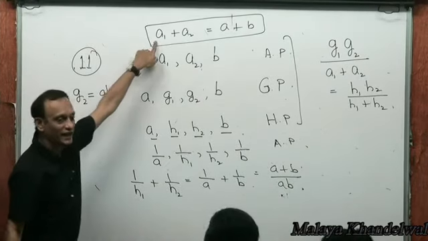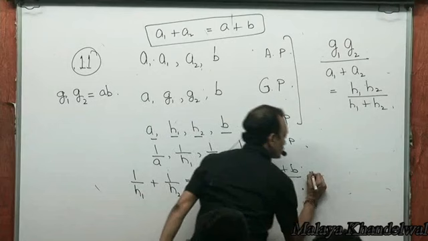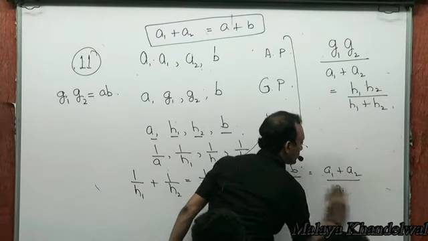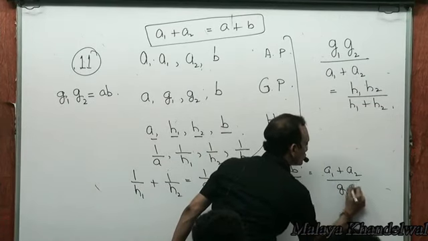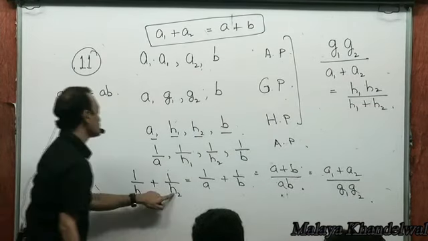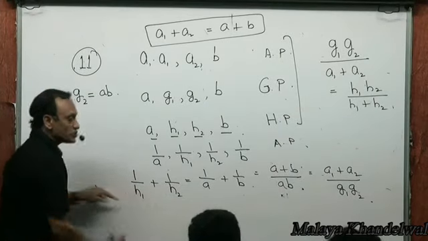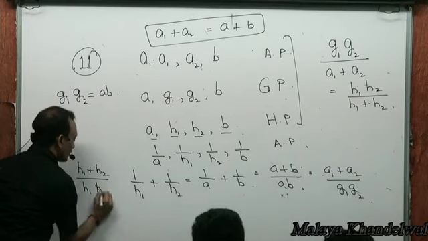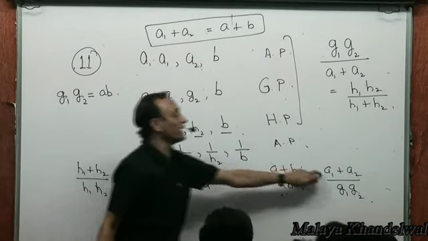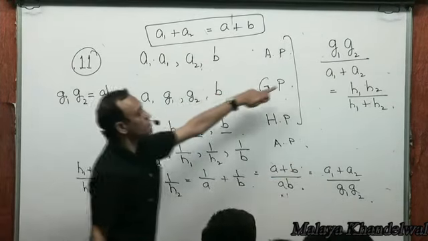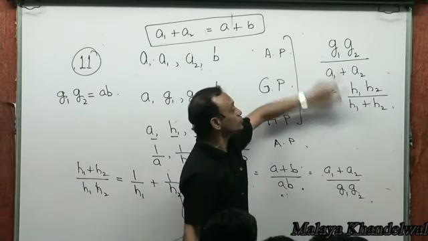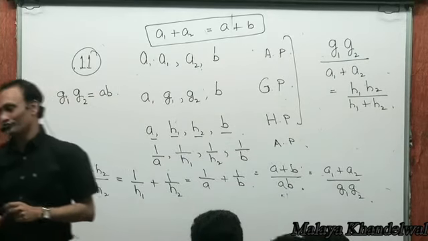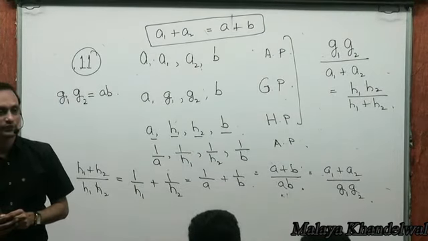But what is A plus B? A1 plus A2. What is AB? G1, G2. And what is this? (H1 plus H2) by H1, H2. It turns out to be (A1 plus A2) by G1, G2. See, that's what. (A1 plus A2) by G1, G2 is (H1 plus H2) by H1, H2, which is what we set out to prove. Yes or no? Right?